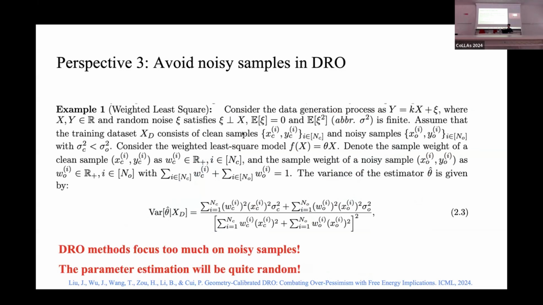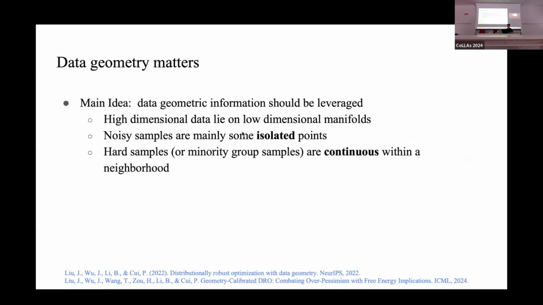And then we use a simple weighted least square model to prove that if noisy samples gain too much sample weight, the parameter estimation will be quite random. That means that our model cannot learn anything from noise. And so how do we avoid the noisy sample problem in DRO?